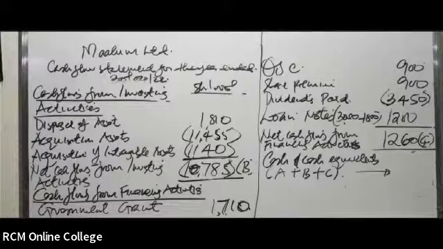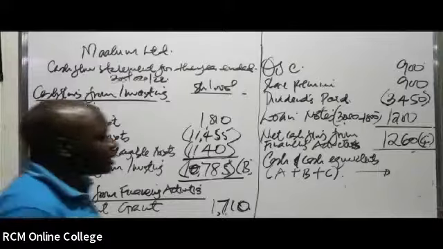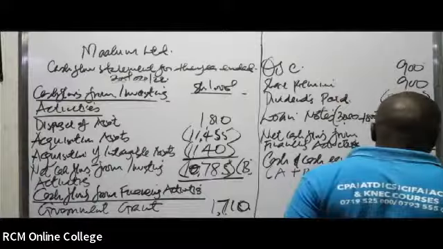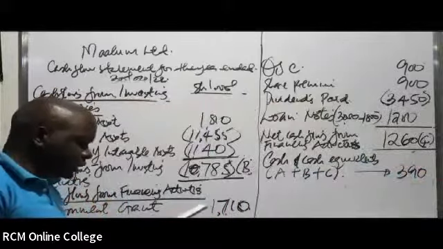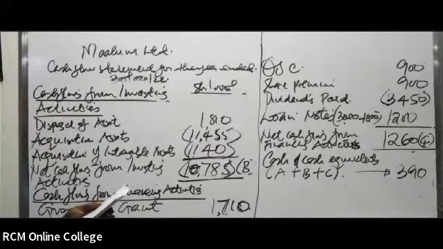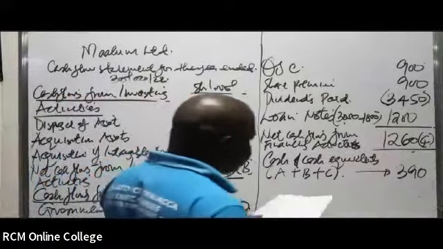99, 15 plus 10,785. You get 390. Then this 390, you take the opening figure for cash. The opening figure for cash is 510.